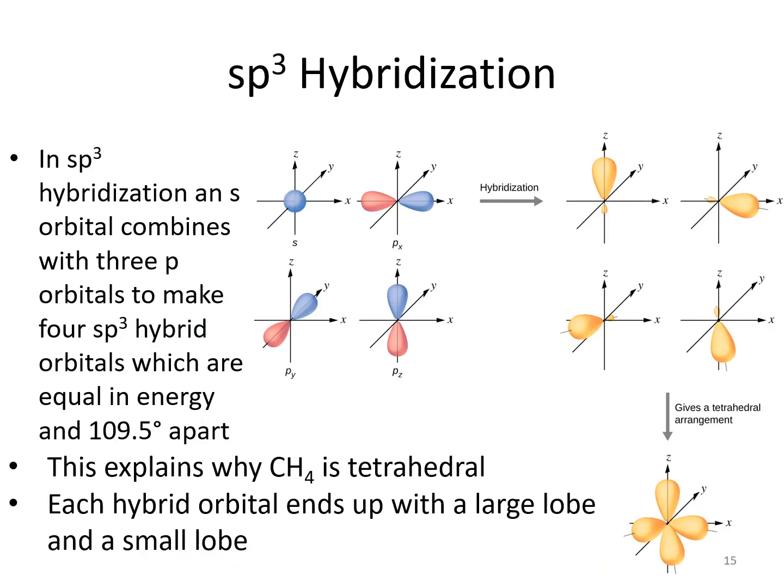Here's what it looks like pictorially. A spherical s orbital combines with 3 dumbbell-shaped p orbitals to make 4 new sp3 hybrid orbitals that all have a large lobe and a small lobe. They are pointing in the characteristic directions to make a tetrahedral electron domain geometry.